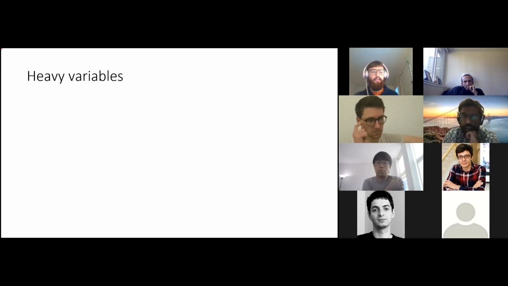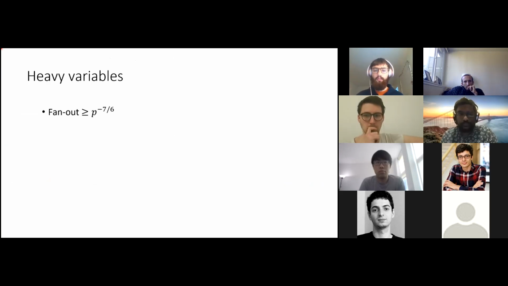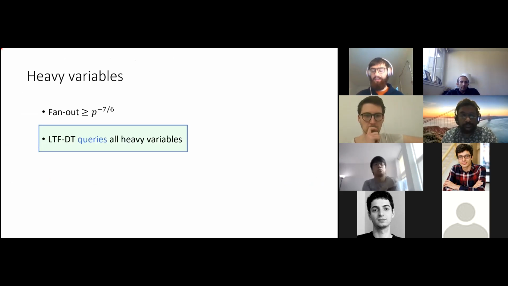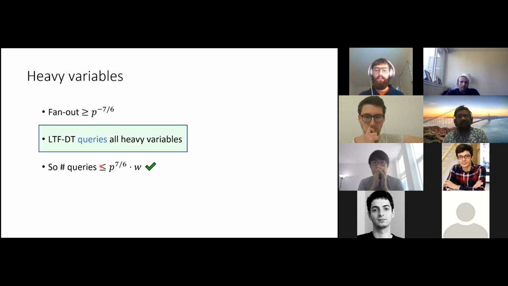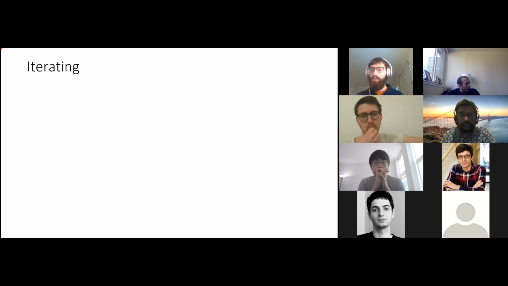Okay, and then the final case is the heavy variables, which we've ignored so far. So these are the variables with high fan out. Here, actually, this is the simplest case of all. The way that we deal with heavy variables is we just query all of them. We just consider all of them to be an unfortunate situation. And because of the way the parameter has been chosen, the number of heavy variables is at most p to the 7/6 times w, just because w is the total number of wires. And so again, we have the budget to do this. So that's the idea of this depth reduction lemma. That's the sketch of the proof.